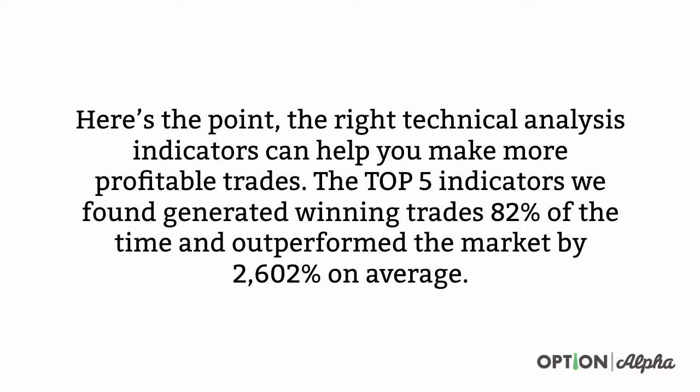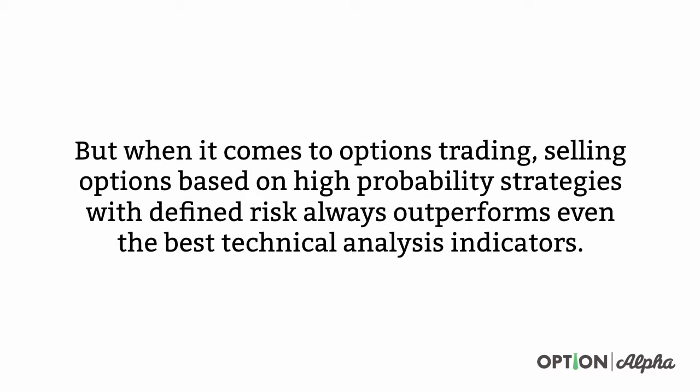So here's the point. The right technical analysis indicators can help you make more profitable trades. The top 5 indicators we found generated winning trades 82% of the time and outperformed the market by 2,602% on average. And again, that's after combing through 17.34 million trades to see what actually works. But when it comes to options trading, selling options based on high probability strategies with defined risk always outperformed even the best technical analysis indicators.